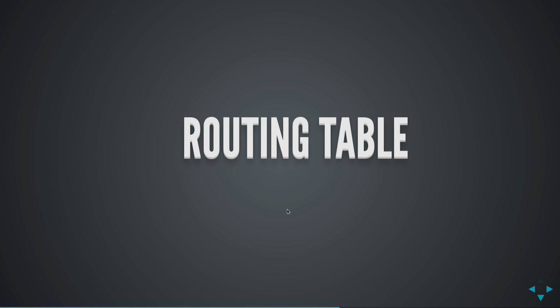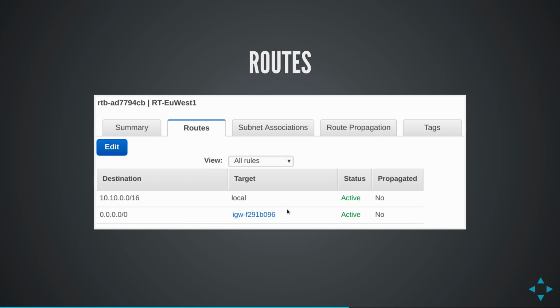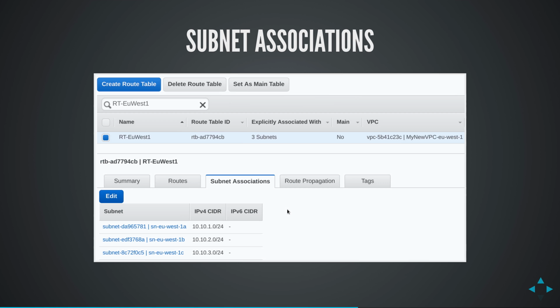The routing table, fairly simple. It has a local and default gateway entry for destination. So the local is for the 10.10 network, so that the availability zones are reachable from either end, and everything else goes out via the internet gateway. Of course, we have to associate the subnets with this route table to be able to work with this routing table.